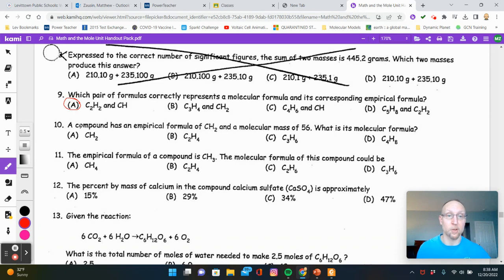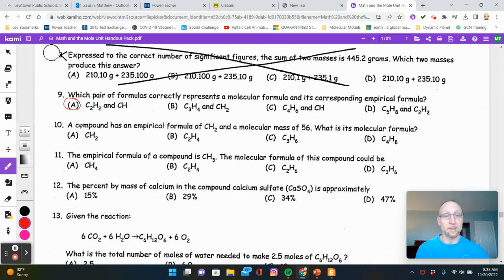So let's look at the other choices. B, 3 to 4 does not reduce to 1 to 2, so that's not the correct empirical formula. 4 to 6 does not reduce to 1 to 1. And then 5 to 8 isn't even reducible. And 2 to 2 doesn't reduce to 5 to 8. So that's the only one that's paired with its appropriate empirical formula.